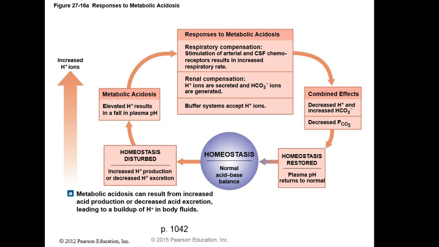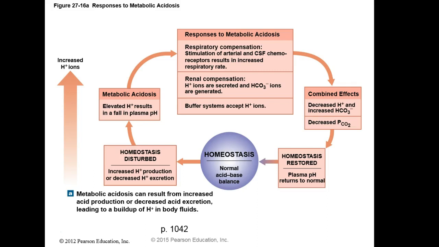The homeostatic disturbance is that you have an increased hydrogen production or a decrease of hydrogen excretion. So this increased acid production or decreased hydrogen excretion can be for various reasons, and we'll look at these reasons. But this increase of hydrogen production can be because you're making too much in your digestive system, particularly your stomach, but results in elevated hydrogen. So the plasma pH becomes more acidic.